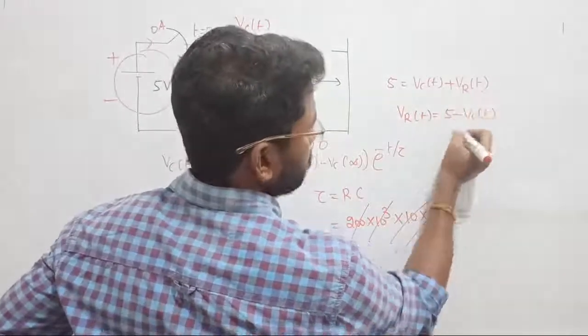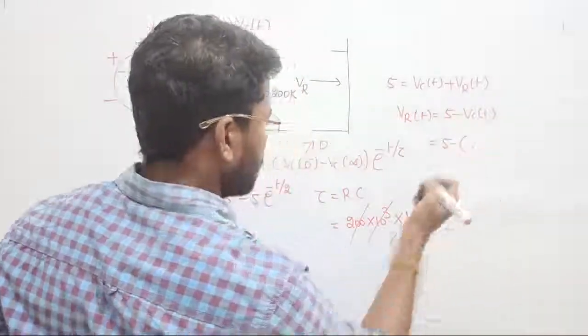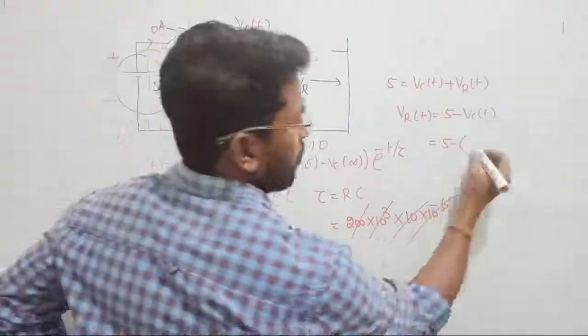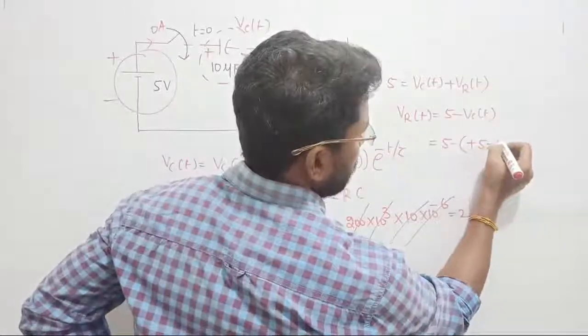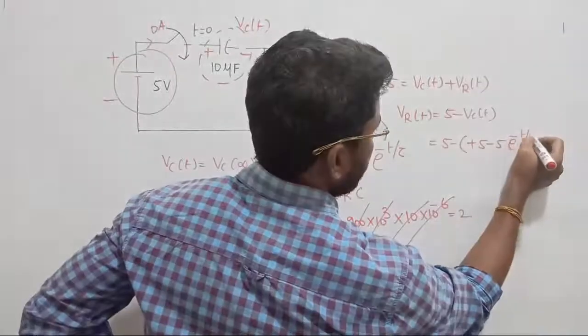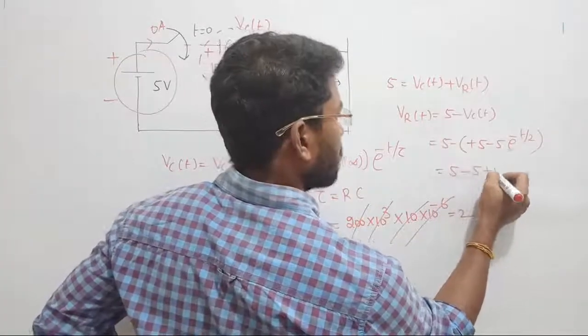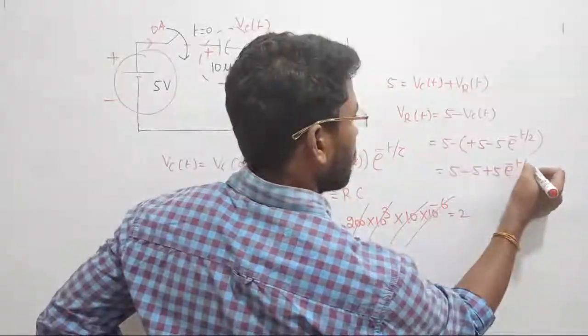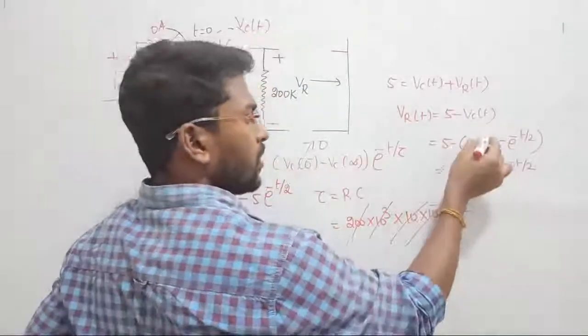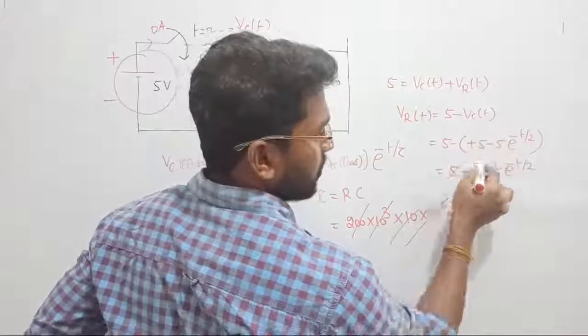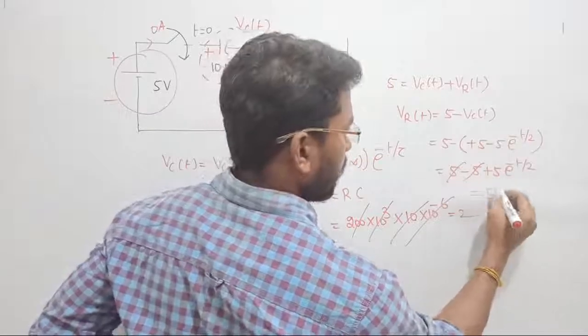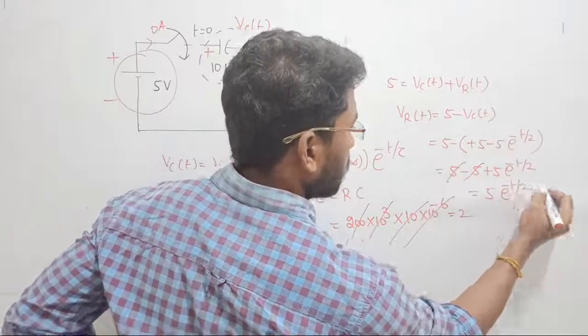Substitute 5 minus VC of t. Where is VC of t? This is VC of t. If I substitute, it becomes plus 5 minus 5 into e power minus t by 2. If you open up the bracket, 5 minus 5 plus 5 into e power minus t by 2. The minus sign passes in, minus 5 becomes plus 5, it is getting cancelled. Finally we are getting 5 into e power minus t by 2.